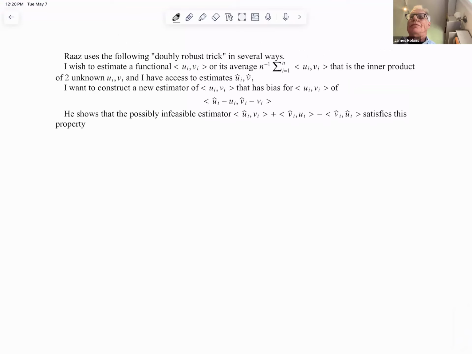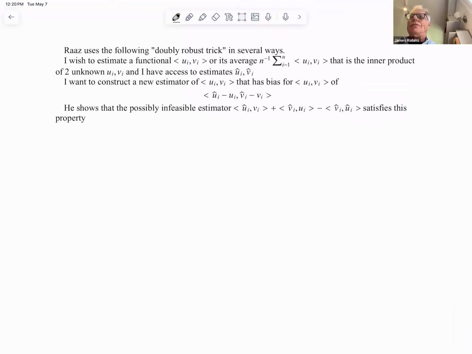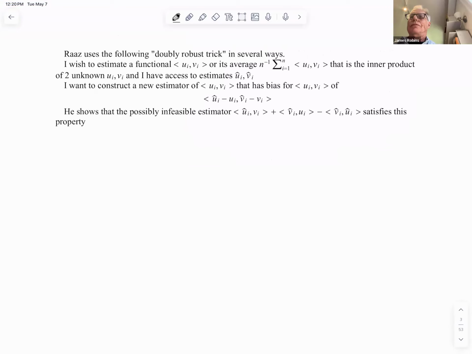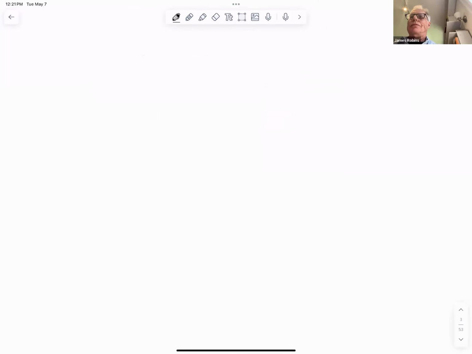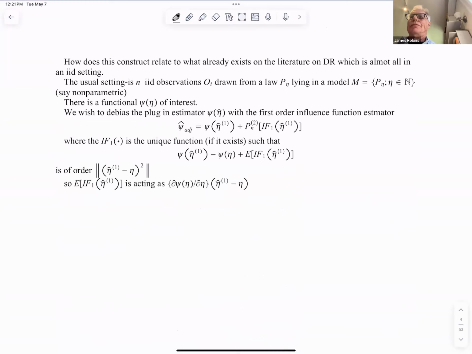And he shows that the possibly infeasible estimator, I'll get to why it might be infeasible, is U_i V hat i plus U hat i V_i minus U hat i V hat i. You can see each piece: the one with the minus has two hats, and the others have one hat and one true value. So you might think it's infeasible because you don't know the true values. Okay, so how does this construct relate to what already exists in the DR literature, which is almost all in an IID setting? I'm going to go through that literature incredibly fast.